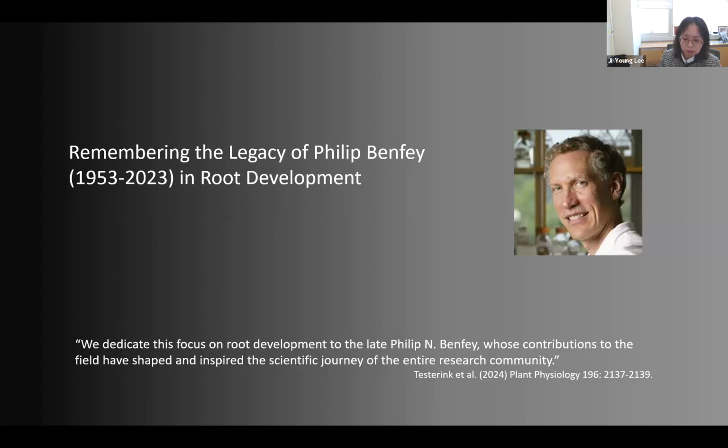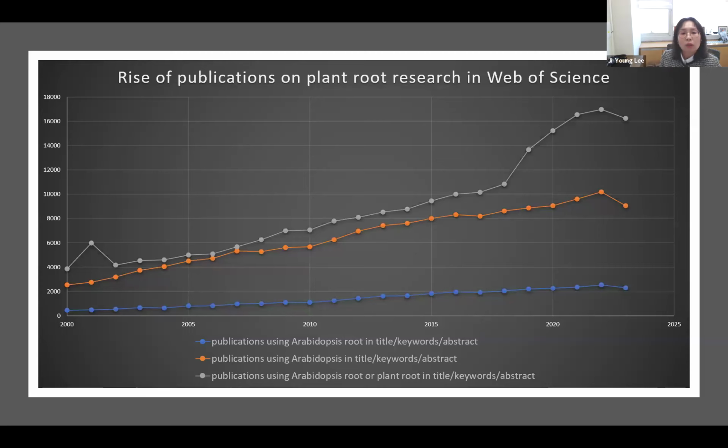Studying roots, the hidden half of the plant, has historically been more challenging than studying above ground structures. However, as shown in this graph, the number of publications on plant roots has surged dramatically in the past 5 years.